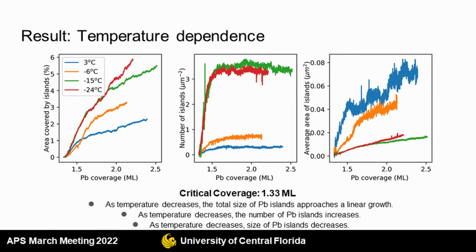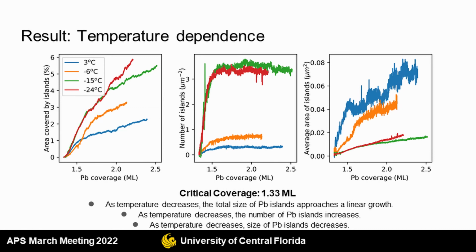With the plot on the left of the percentage area covered by islands, we can see that at colder temperatures there tends to be more area covered than there is for higher temperatures. We can also see that at -6 degrees, the growth rate tends to be higher than 3 degrees Celsius up until about 1.6 monolayers. Then after, it holds true again that the colder temperature grows faster than the hotter temperature.